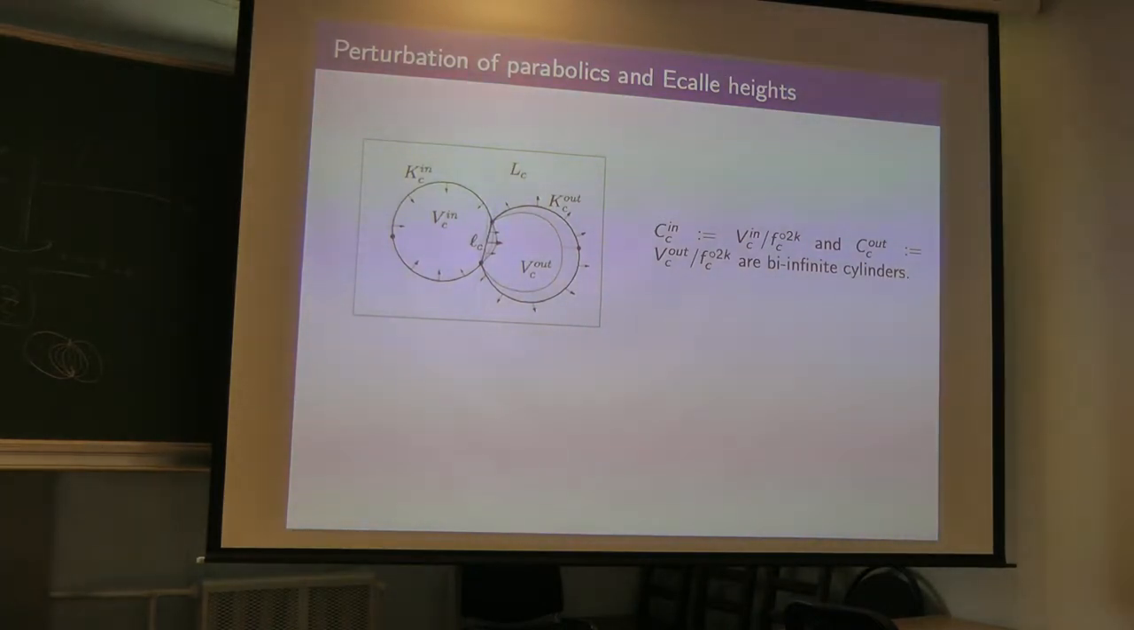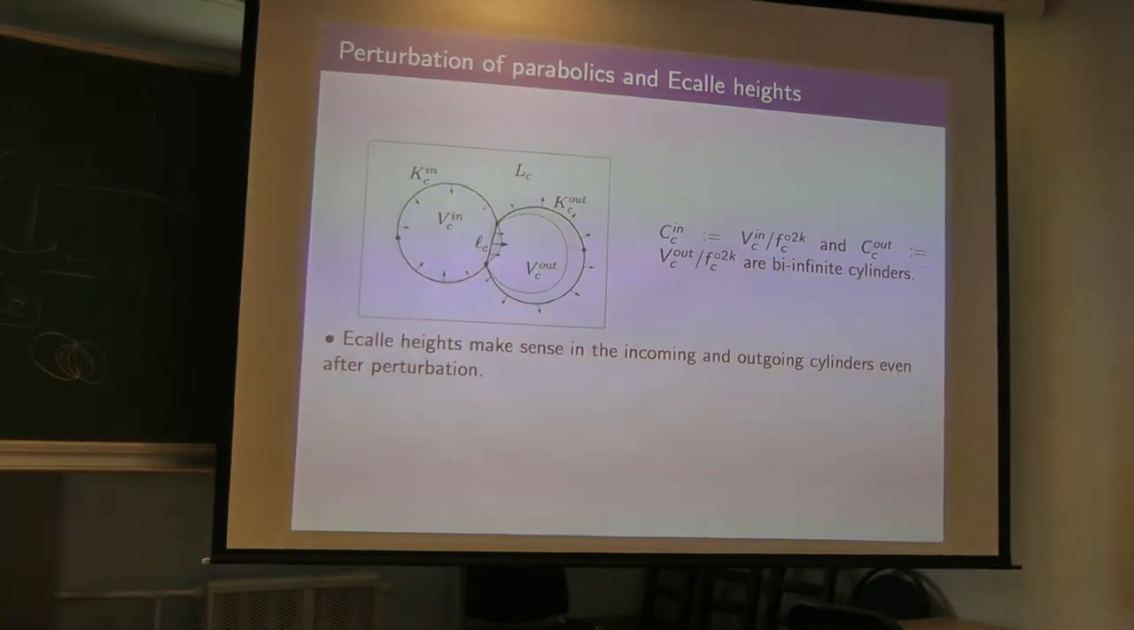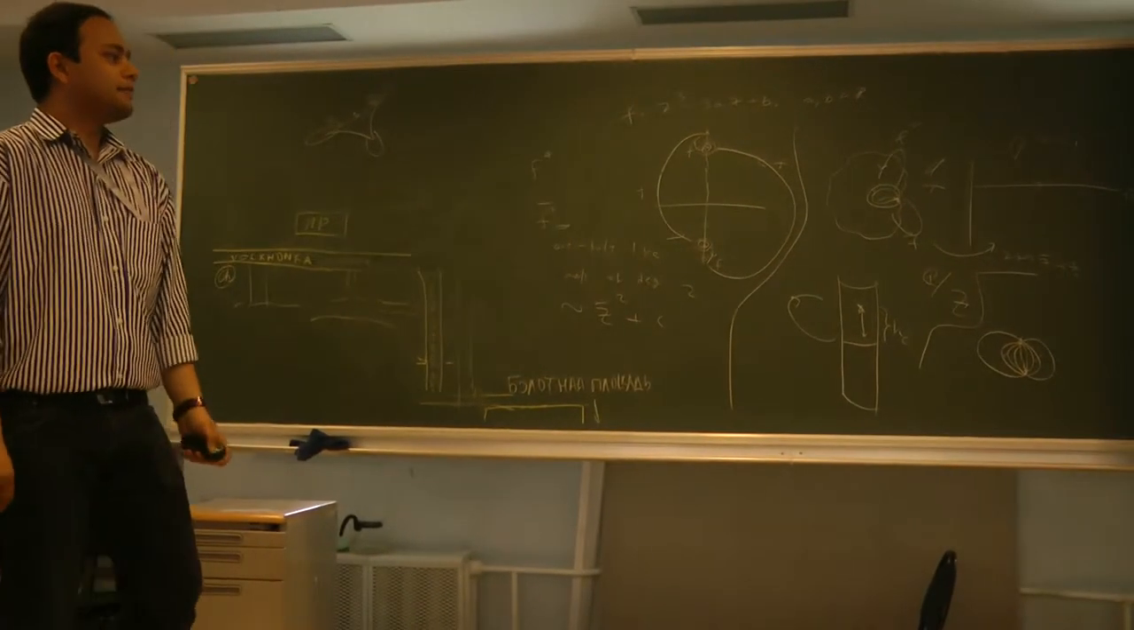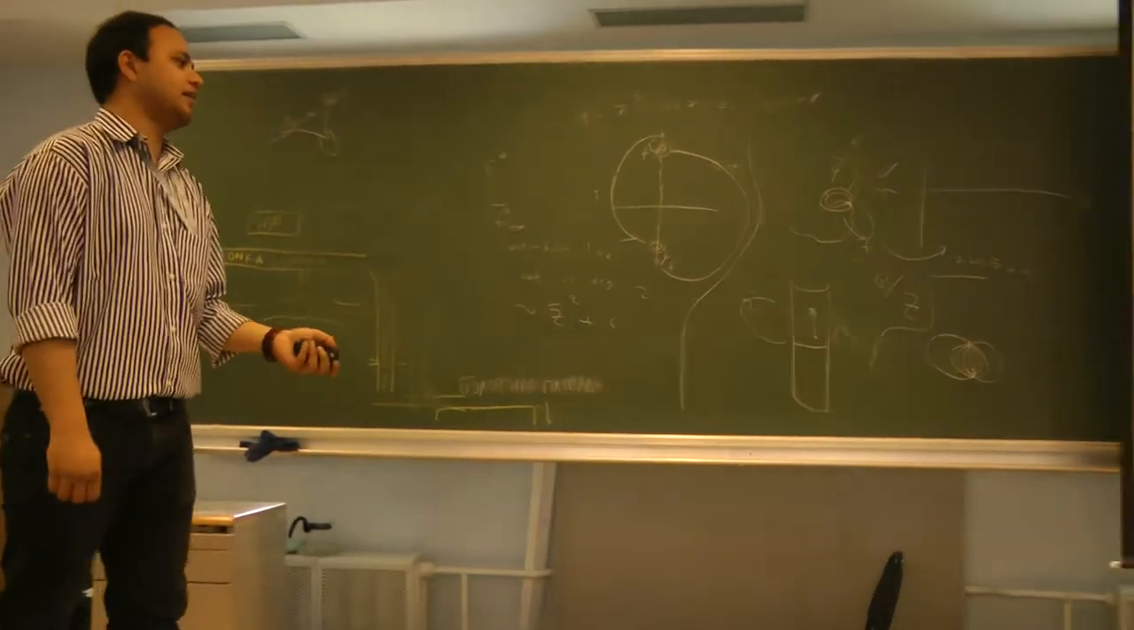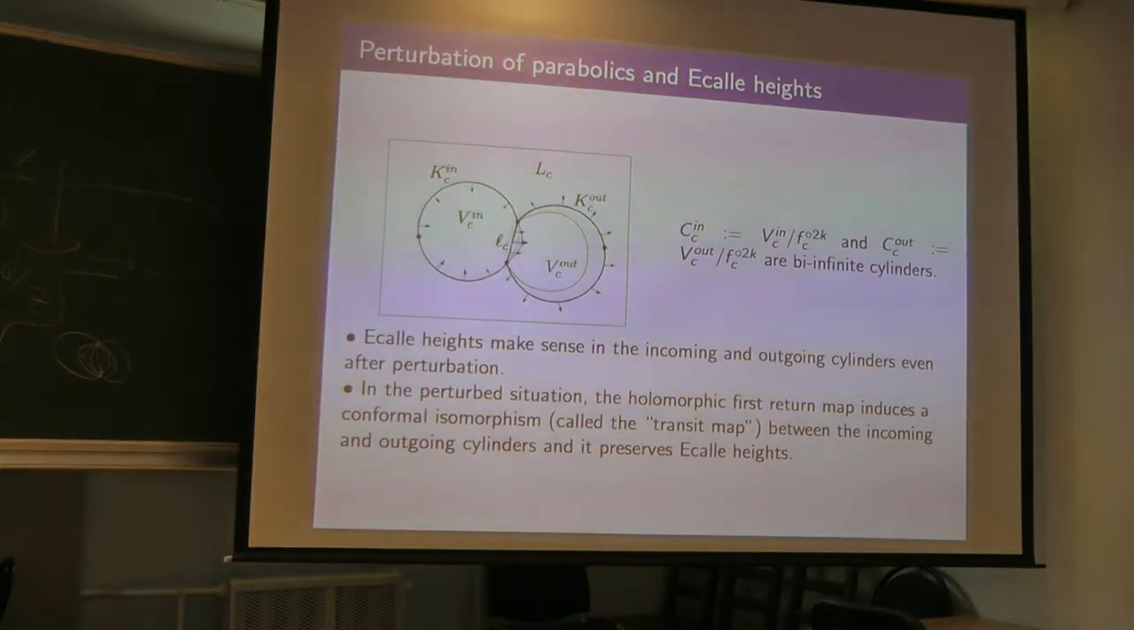So you again have an equator, both in the incoming and the outgoing side. And once you have equators, you can definitely make sense of Ecalle heights. So that's what I'm saying here. Ecalle heights still make sense in the incoming and the outgoing cylinders, even after perturbation. And in the perturbed situation, the holomorphic first return map. So here's your gate. The holomorphic return map, the second iterate, sends this region to this region, and that gives you a conformal isomorphism from the incoming to the outgoing cylinder.